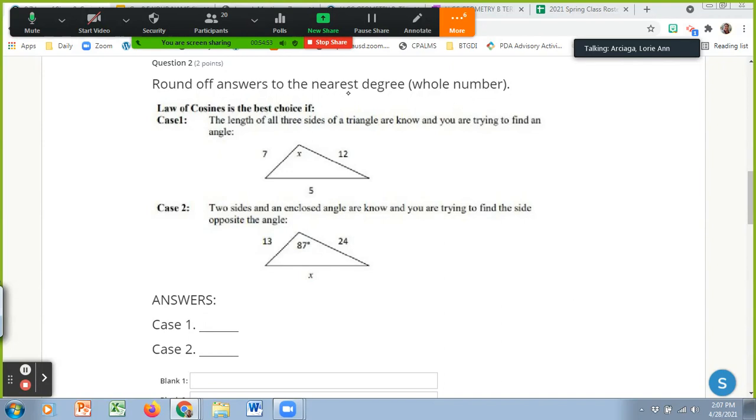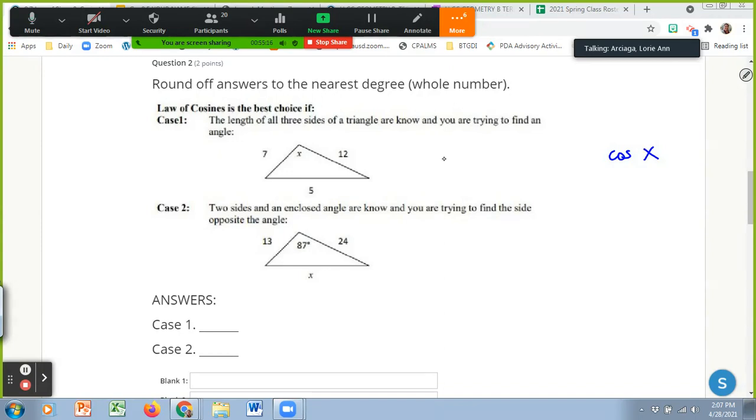Alright. So round off answers to the nearest degree. Use law of cosines if the length of all three sides of a triangle are known and you are trying to find an angle. So let's do law of cosines here. This is the angle, right? So it's going to be cosine of x, whatever x is.